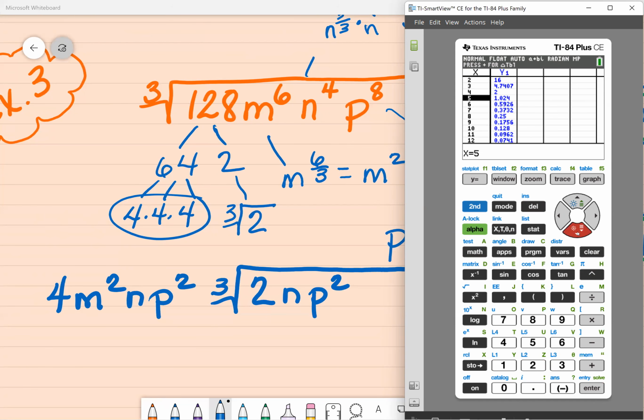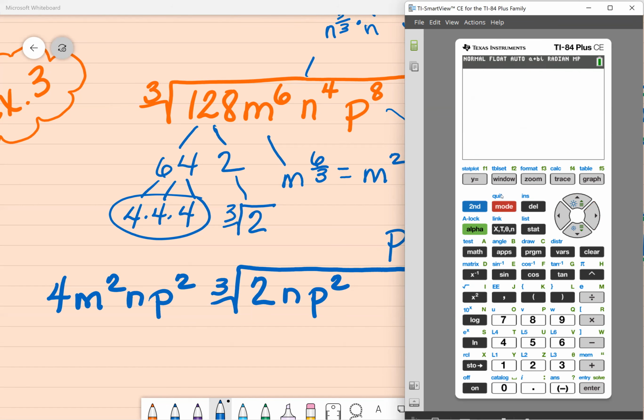You want to look to where your y starts with 0 point something, and then you go back up to where you have the first whole number. So it's telling me my answer is going to be 4 cube root of 2. If I look at what I've already written over to the left, that's what I have as far as numbers, 4 cube root of 2. Let's double check though to make sure that we're on the right track.